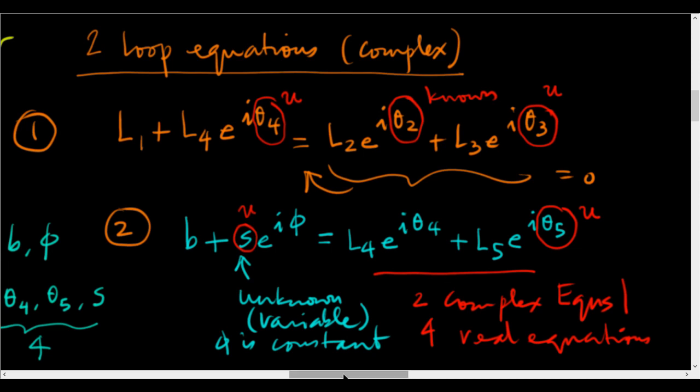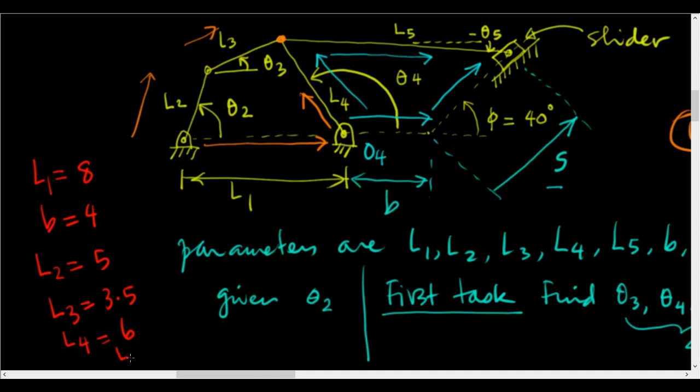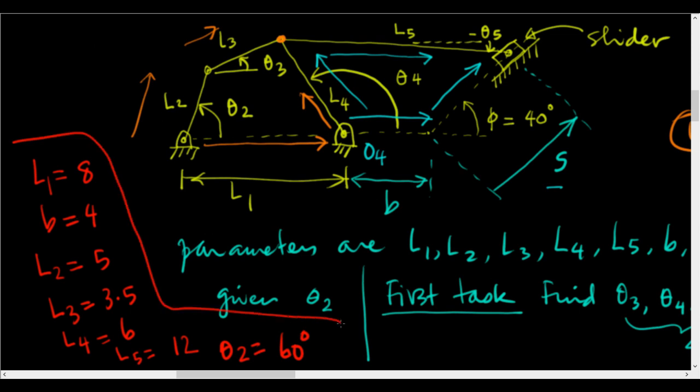Let us try some tentative variable values. So let us say that L1 is equal to 8. Let us say that B is equal to 4. Let us say that L2 is equal to 5. Let us say that L3 is equal to 3.5. Let us say L4 is equal to 6. And let us say L5 is equal to 12. And let us say theta 2 equals 60 degrees. This is now the given data for this problem.